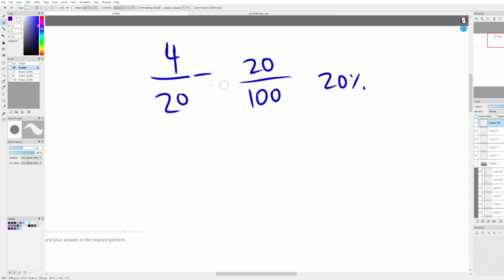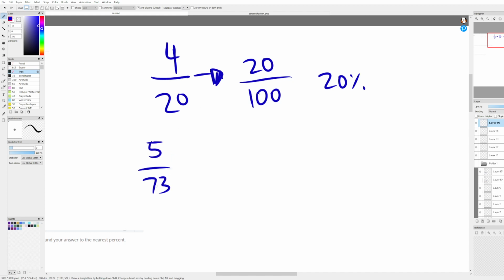The way that I recommend is to just plug the fraction into your calculator. So let's say we have 5 over 73. 5 divided by 73 in my calculator is equal to 0.06849. And we'll leave it at that. We don't actually need that many.